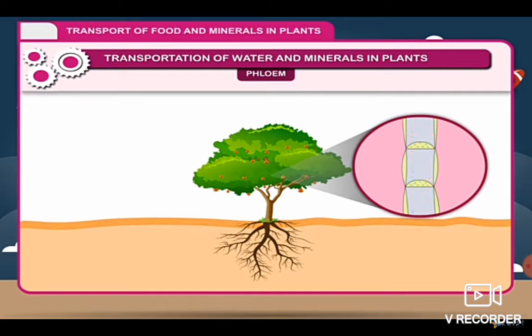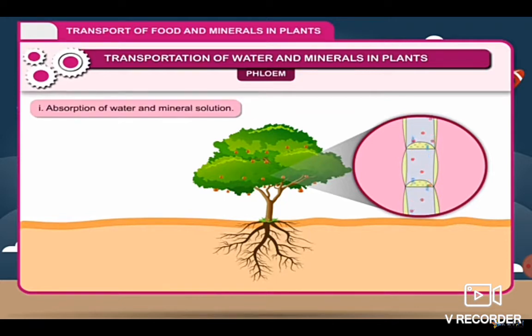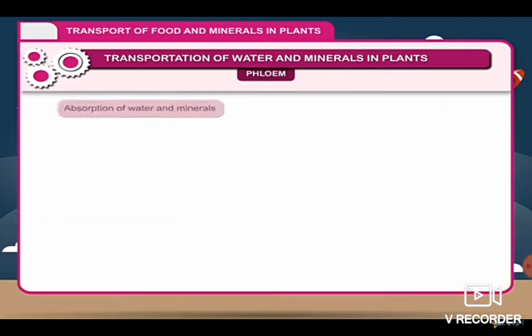Thus, during transportation, three processes are involved. 1. Absorption of water and mineral solution. 2. Rise of cell sap, or ascent of sap. 3. Translocation of food material.